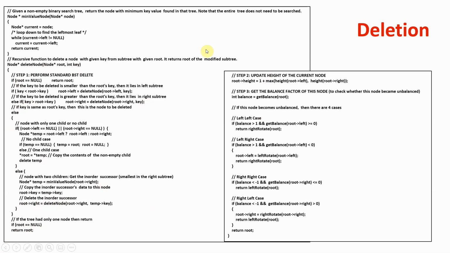Now in the AVL tree, we also have to do rotations to keep it balanced. Okay, so we update the height of the current node that we are at, right? We find the balance factor, and then we figure out if a rotation is needed, right? So we figure out if we are in the left case, left-right case, right-right case, or right-left case, okay? And we just call the left rotation or right rotation functions that we had before.